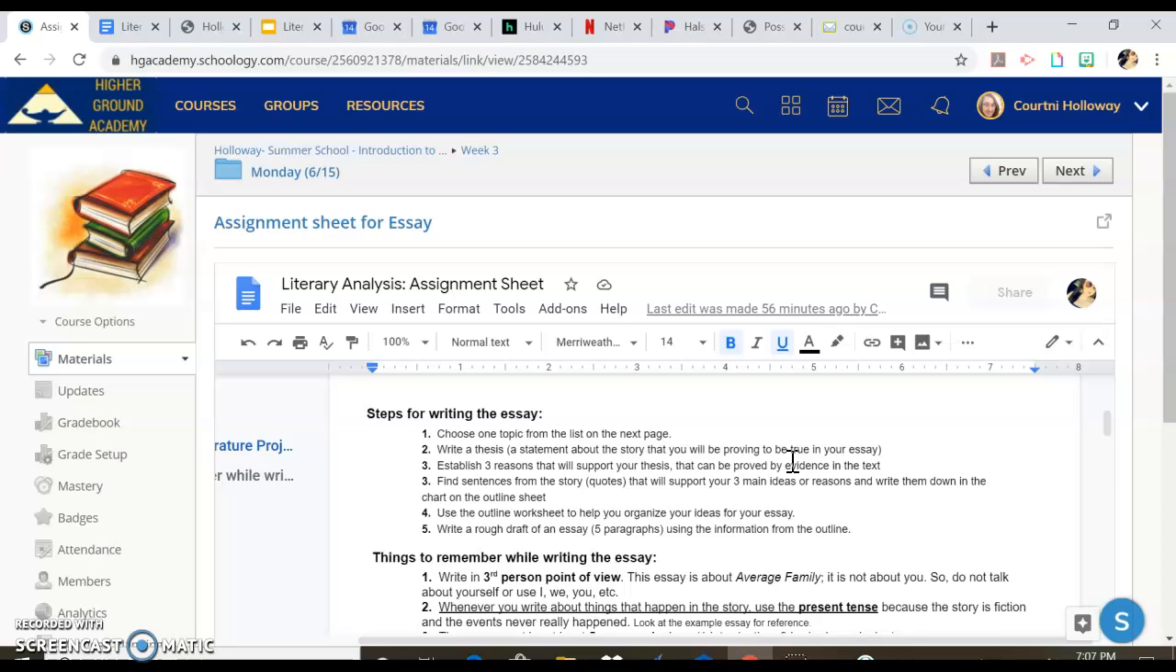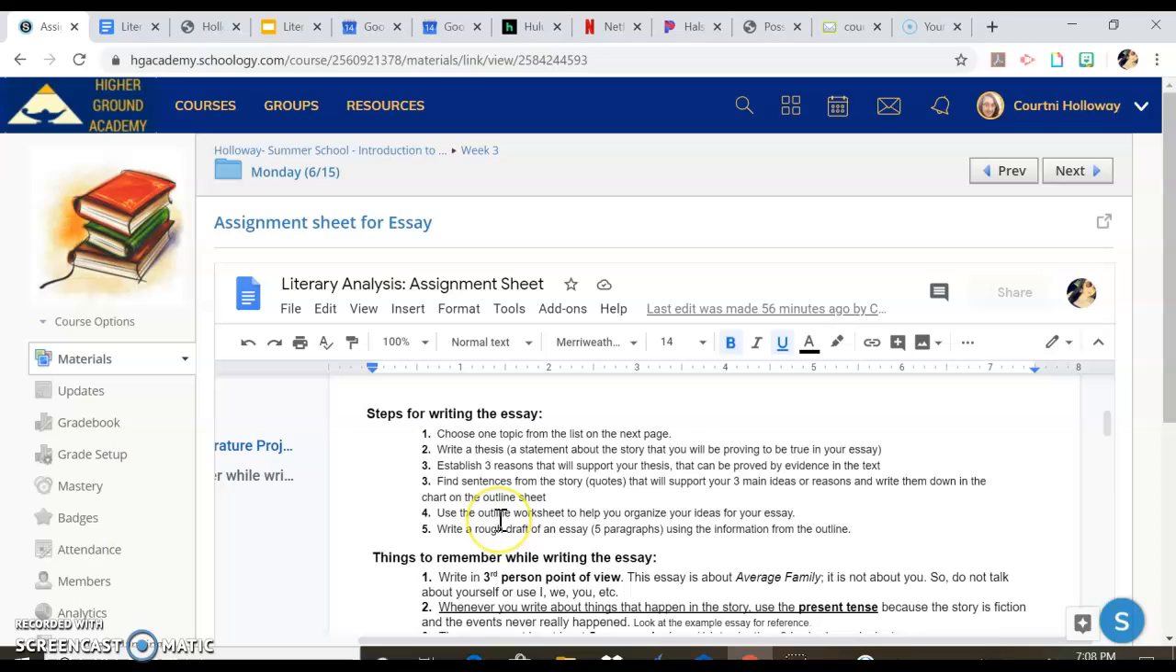So say that it is a representation of feminist culture because the main character is a strong woman because she killed her husband. If you haven't read the story, I'm sorry, you have no idea what I'm talking about. But all of these examples, you're essentially giving examples for why your thesis is true. Then obviously you go in and you find quotes or narrations from the story that would support that thesis.